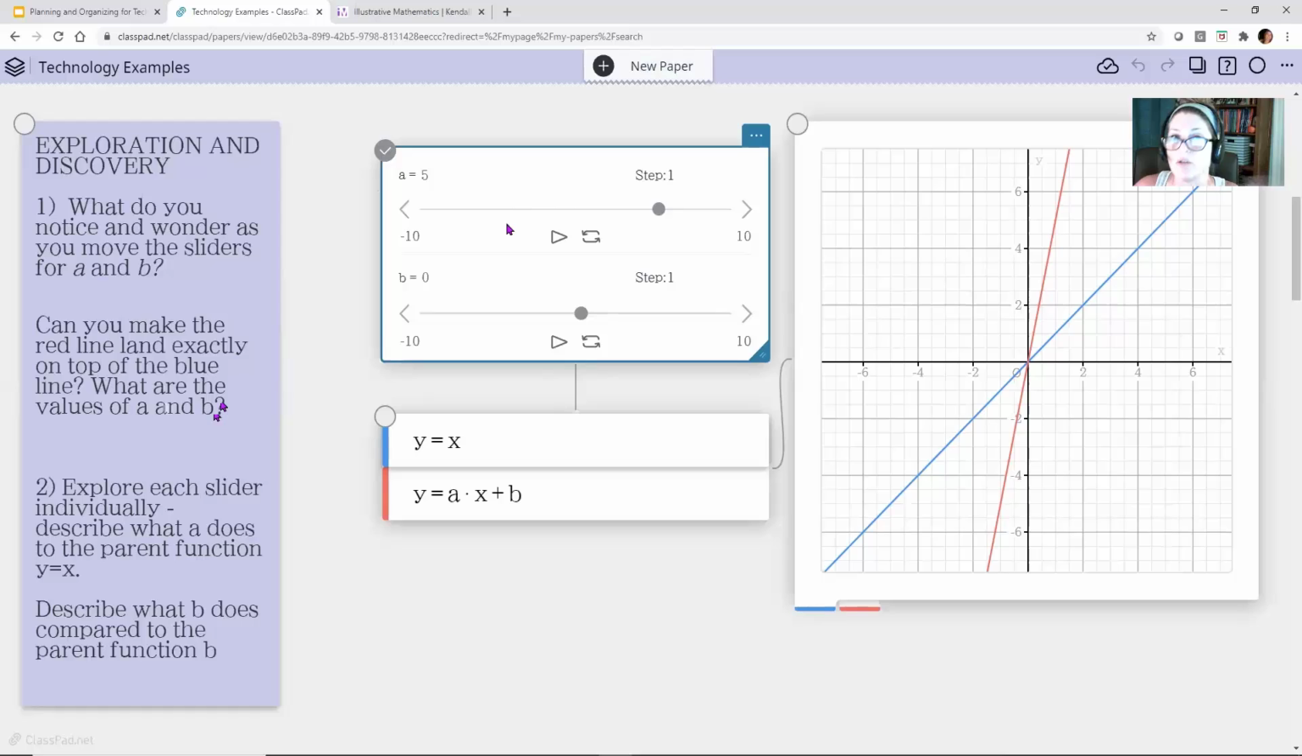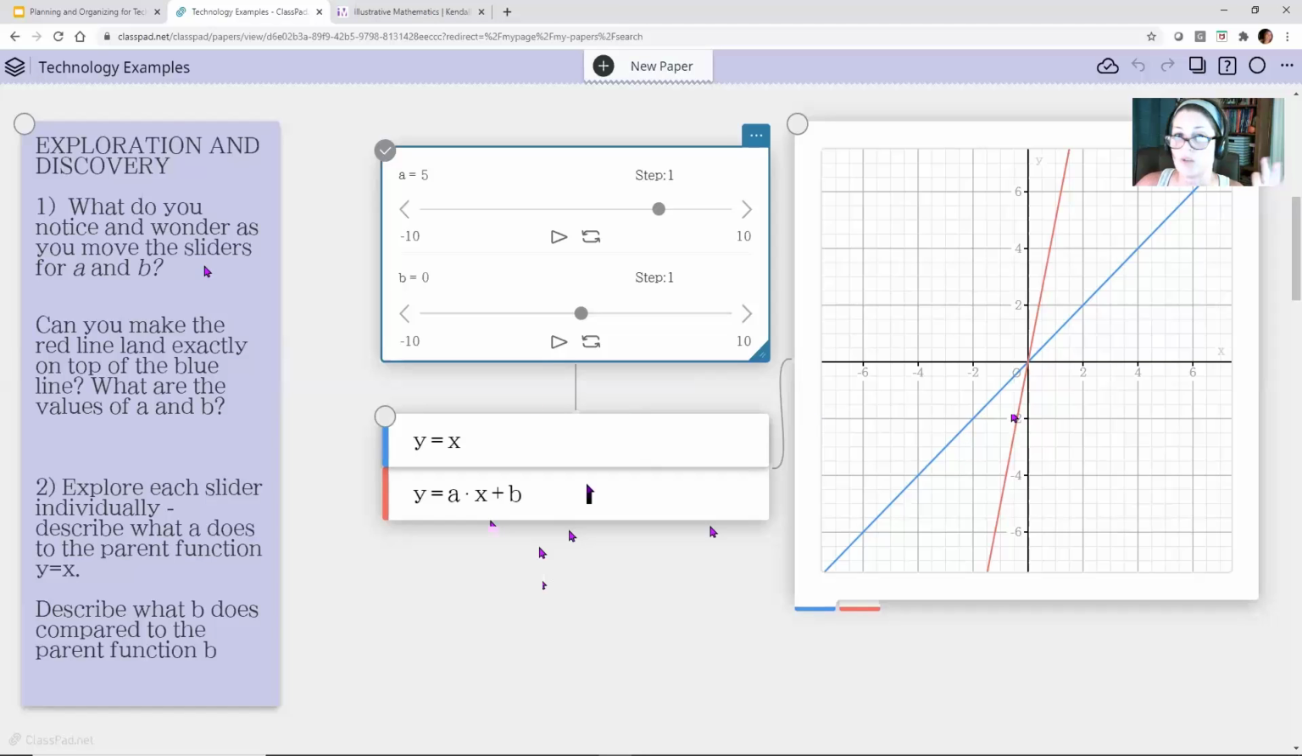So then they explore that. And in the process of exploring, they are hopefully understanding that A determines the slope, maybe then we give it that meaning, and B moves the line up and down compared to the parent. So this is what I mean by an exploration or a discovery, where instead of me telling them that the coefficient in front of the x is the slope, they figure it out themselves, and they're going to remember it more because they've done it themselves.